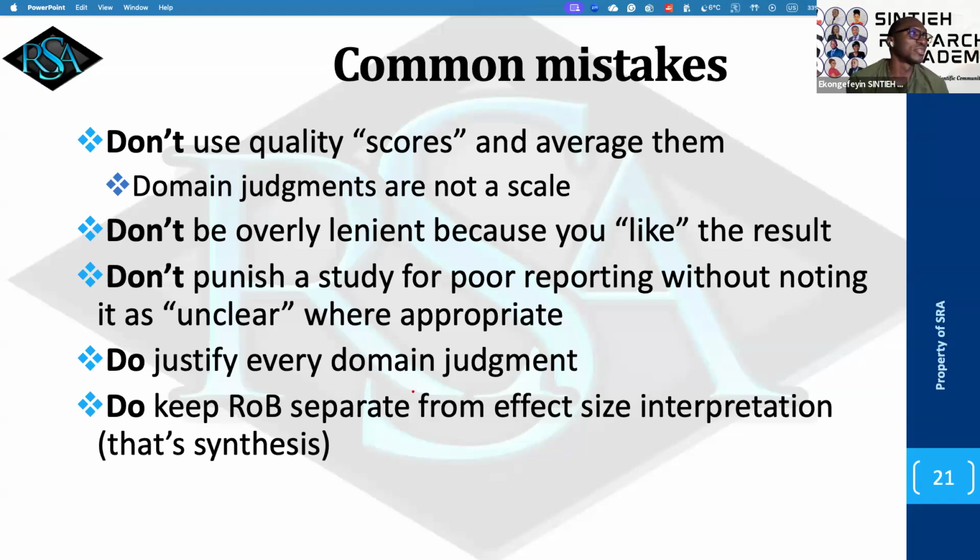Next we are going to learn about how to do synthesis and interpretation, but the risk of bias is a separate sheet. That's why you upload it as a supplement when you're submitting your manuscript.